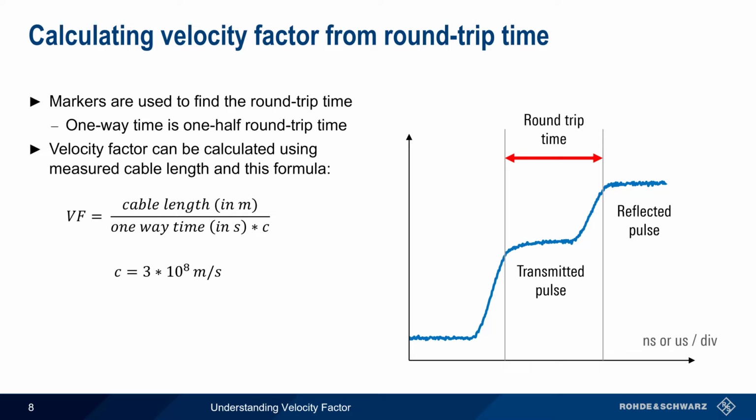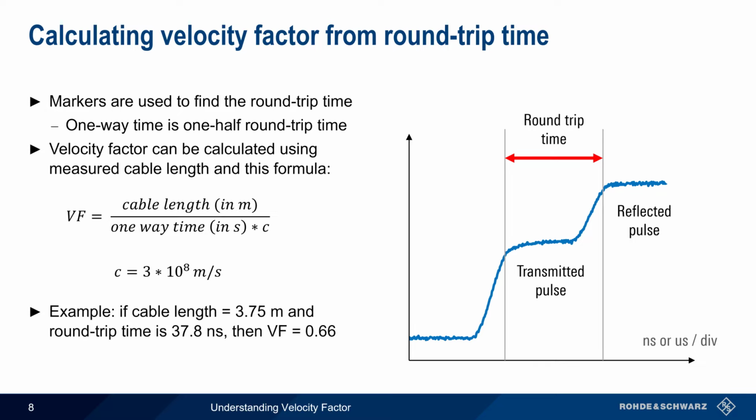For example, if our measured cable length were 3.75 meters, and the round-trip time were 37.8 nanoseconds, then the velocity factor would be 0.66.